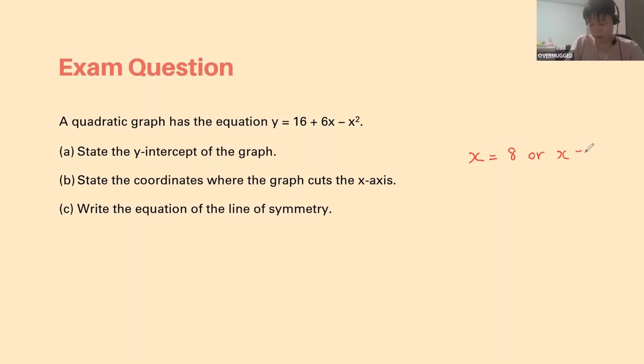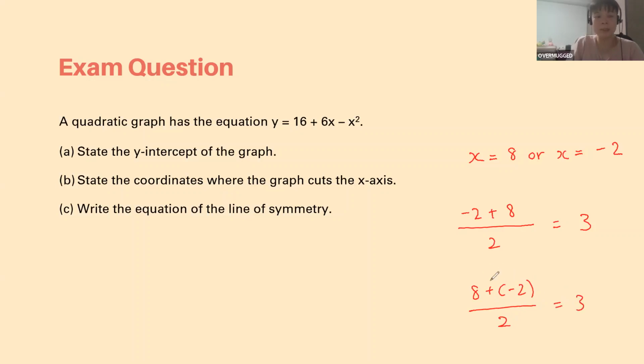So after you solve the quadratic equations, you get this. It should be this. So minus 2 plus 8 is 6, divided by 2 is 3. Even if you do this, you should be getting 3. Plus and minus is minus. You are adding the two x coordinates together and then dividing by 2. You are trying to find the average. Can?